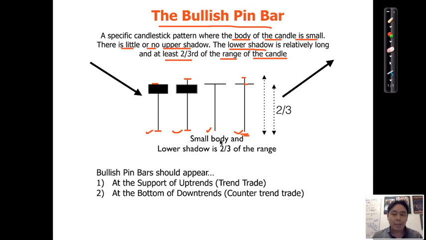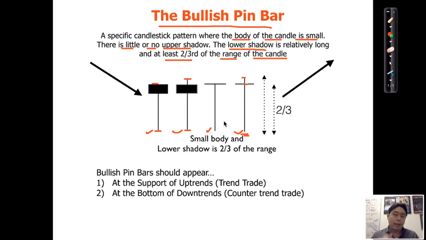So why is this a very powerful pattern? Because when you see this pattern, it tells you that the bulls or the buyers have taken control of that stock for that day. So there's a high probability that the price will reverse up the following day, and that's when we go long, okay?